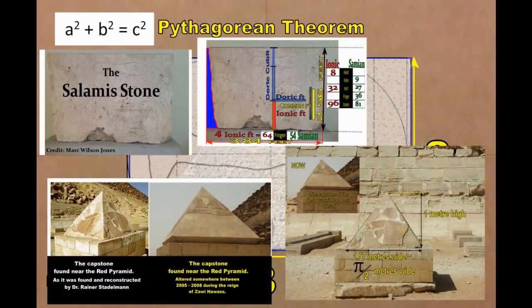And just like the pyramidion cap at the Red Pyramid, which is 1 meter high, it's just like the Limestone. It's a conversion tool which incorporates proportion and measurement.